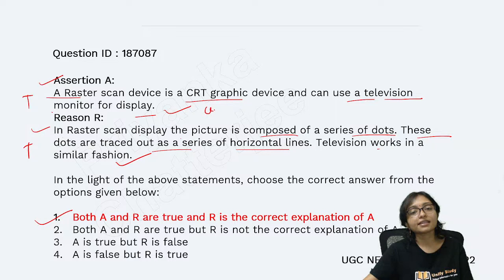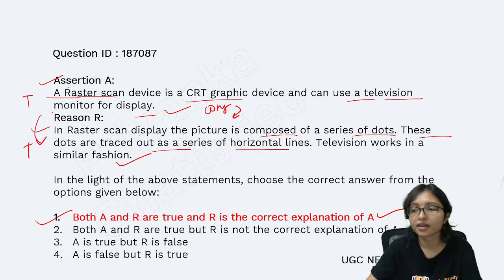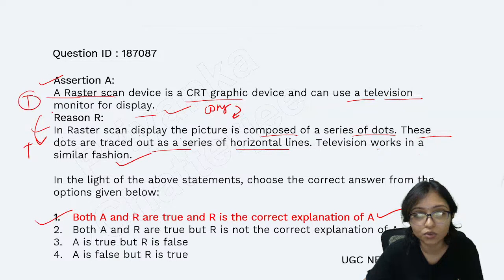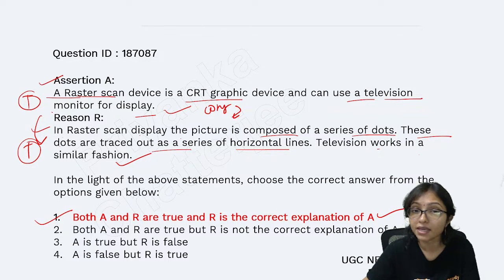And I am getting the answer of why. That is why we are using raster scan for television. So it is the correct explanation also. Sometimes students make a mistake here: in assertion and reason, whenever both are true, they mark that it is the correct explanation. It may happen that it is not the correct explanation.